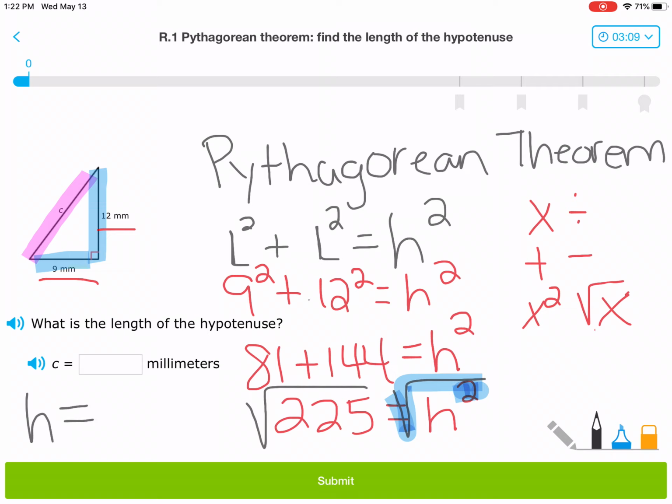The square root of 225 is on your calculator, and it looks like the square root button. You're going to have to put it in. Or you might know what number times itself gives me 225. 15. The square root of 225 is 15. So the missing side on this triangle is 15.